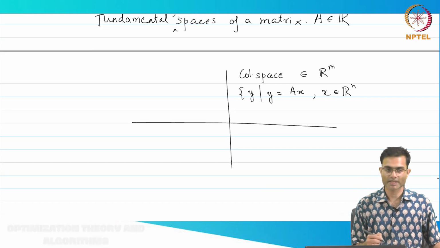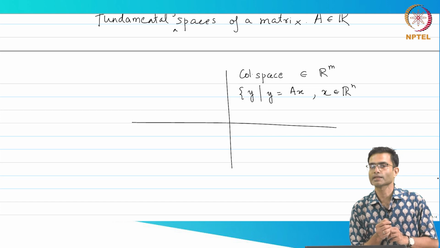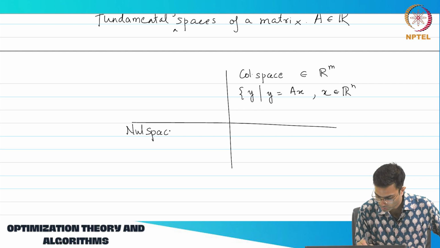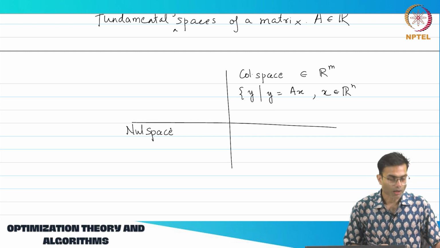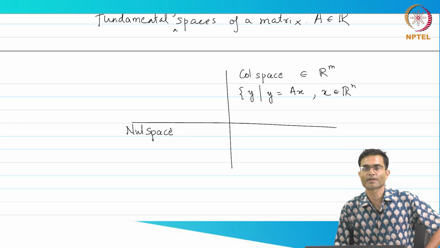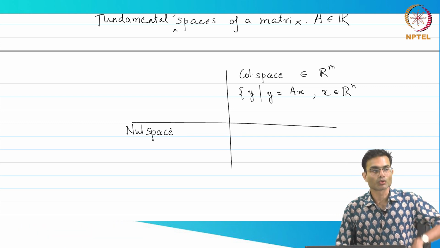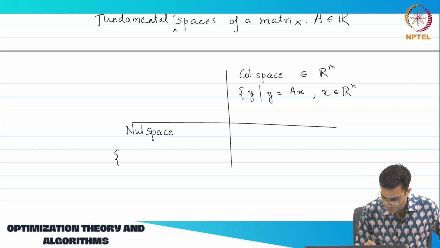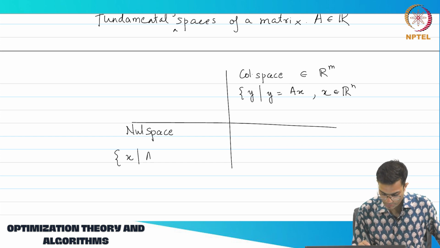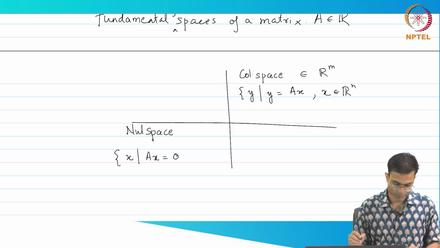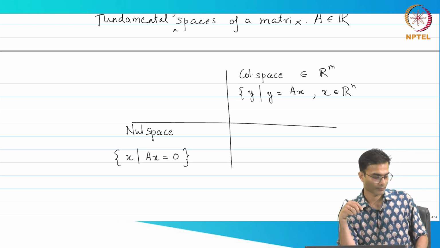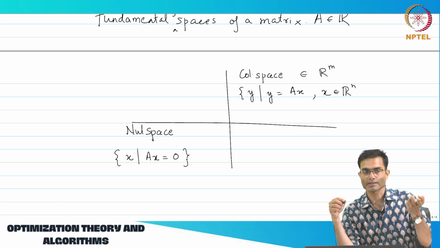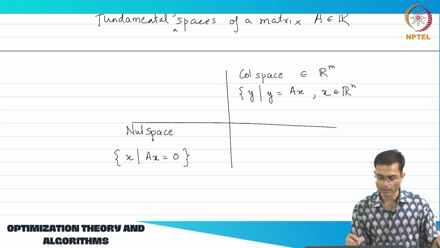After we define the column space, the next intuitive space to define is the null space. Right? How do I define the null space of a matrix A? Those vectors x such that A into x is 0. So I'm going to define this as x such that A into x is equal to 0. Okay. So obviously the null space, every x is n dimensional. So the null space is living inside Rn.